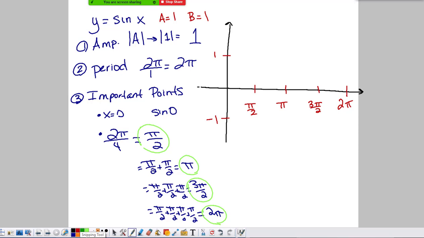Alright, so now the fun part. We know that when we put in x of 0, when we look for the sine value, when our x is 0, our sine is going to be 0. So there's your first point.